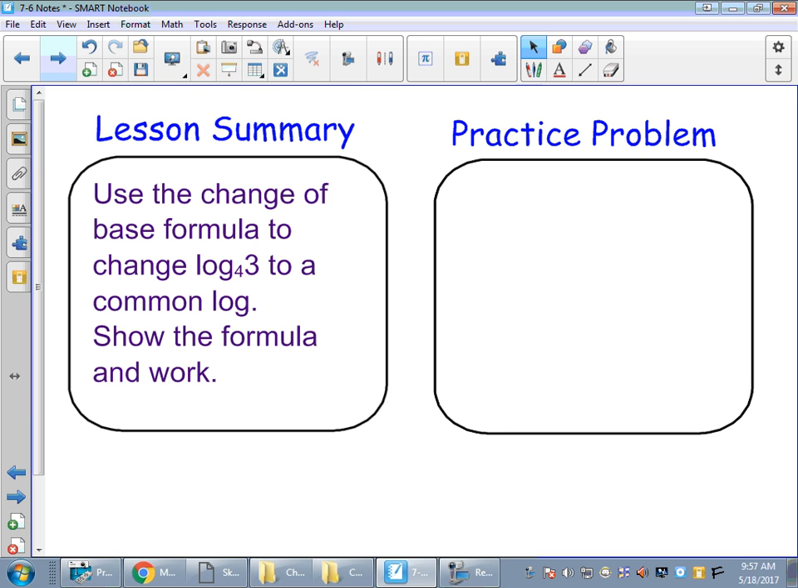So your lesson summary, I want you to use a change of base formula to change log base 4 of 3 to a common log. Show your work, show the fraction and the work. And then I want you to actually solve that using common logs. Good luck.